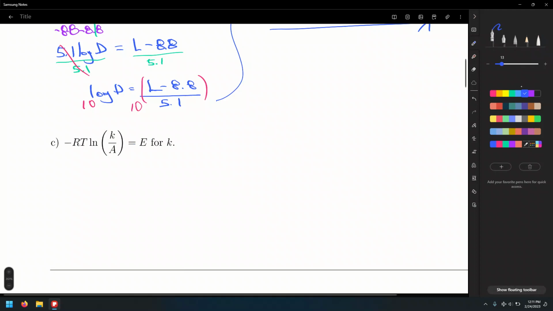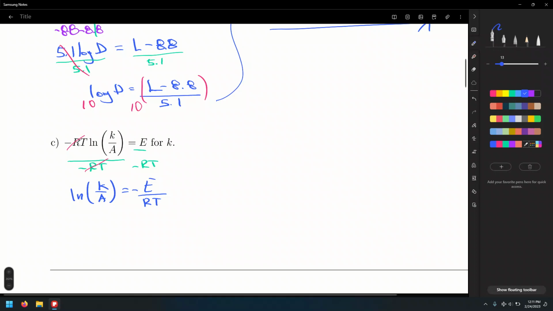Well, let's solve for K in this case. All right, so this is what we're going to do first. I'm going to divide both sides by negative RT, and that's to isolate the logarithmic term, the logarithmic factor. That's ln of K over A equals E divided by RT. However, that has to be negative.